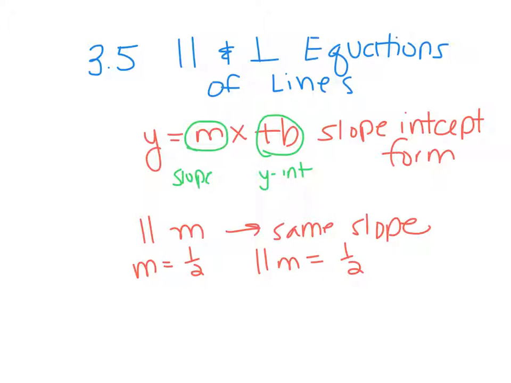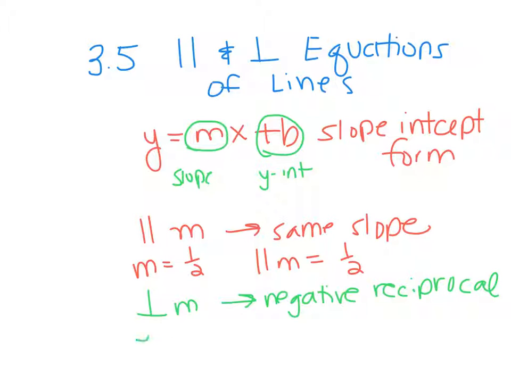Then the second thing we need to know is that if I have a perpendicular slope, it is a negative reciprocal, which means that if my slope was 1/2, then my perpendicular slope was negative and then the reciprocal, which then just simplifies to -2. That's the first thing we need to recall.